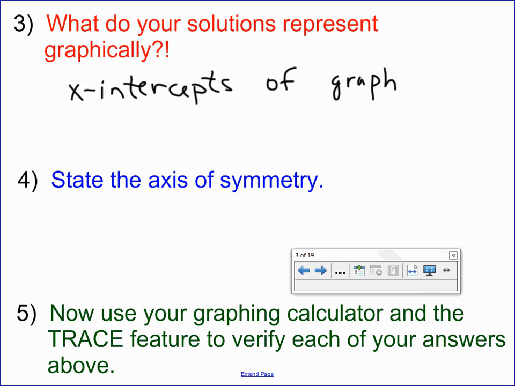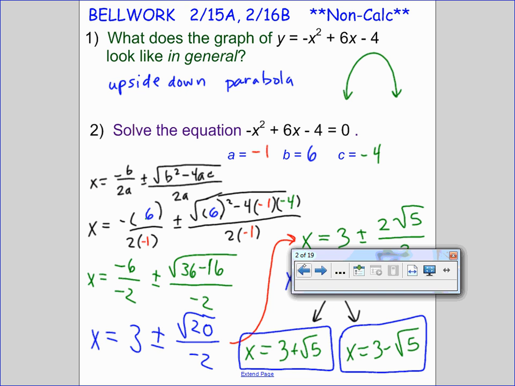State the axis of symmetry. The axis of symmetry, algebraically we determine, is the first part of that quadratic formula. It's the opposite of b over 2a. So if we look back at our work, we find the opposite of b over 2a was that first term that simplifies before the plus or minus. What's the axis of symmetry going to be for this graph?